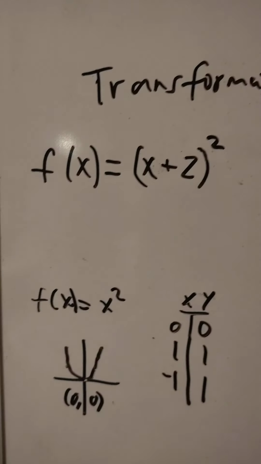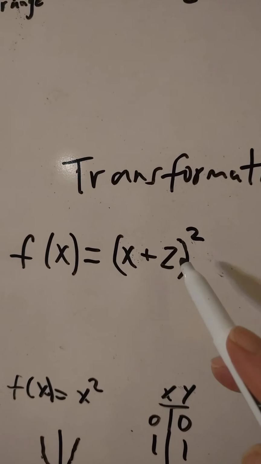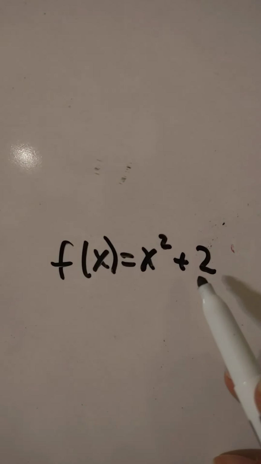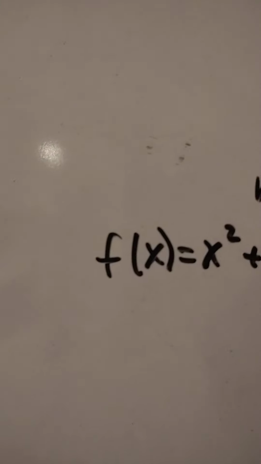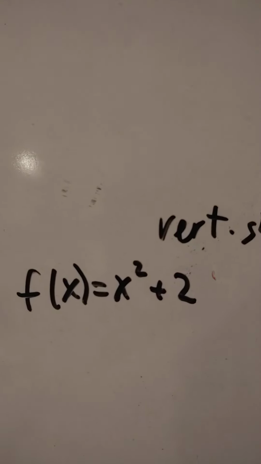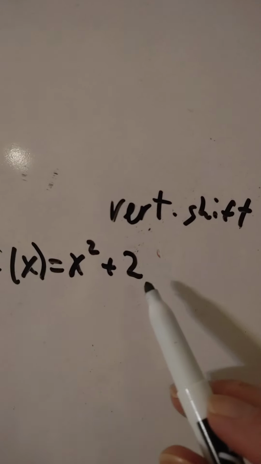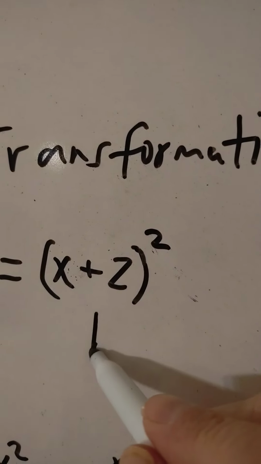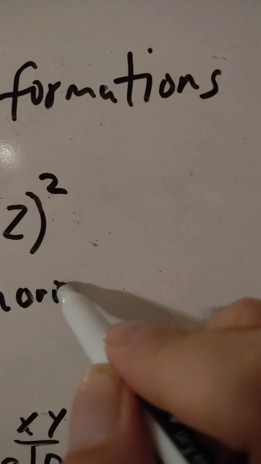How about if we were asked to graph this function instead: f of x equals x squared plus 2. Notice, doesn't this one look a little bit different from the one we just did? Notice the 2 here was right inside the parentheses, but this 2 is in right field. And when it's outside of the function in right field, it's called a vertical shift. Whereas when it's right inside the function, that's called the horizontal shift.